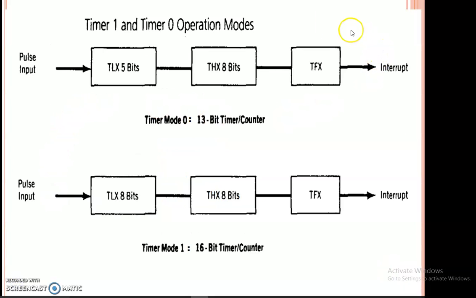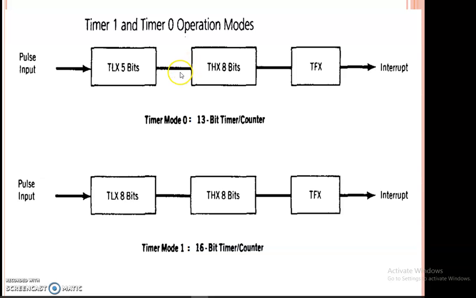Now we will see the design of the timer modes. So look at this diagram. It is timer mode 0. It can be any timer, timer 1 or 0. So TLX, X means here 0 or 1. So TL0 or TL1. You are using mode 0, nothing but a 13-bit timer. So 5 bits from the lower byte of the timer and 8 bits from the higher byte of the timer. So together 5 plus 8, you are using a 13-bit timer.